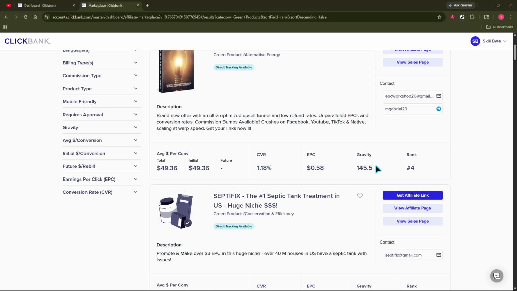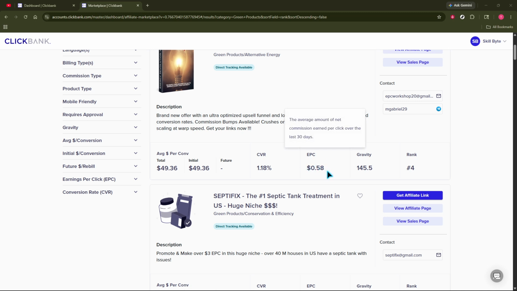Higher gravity generally means more affiliates are currently succeeding, which can signal a proven market, though it may also imply more competition. Always consider the niche and your traffic source when weighing that trade-off. Next, check AVG/conversion, sometimes labeled as EPC. This is the average amount earned per click or per conversion, depending on how the vendor reports it. A higher number typically suggests a stronger funnel and better average earnings for affiliates.